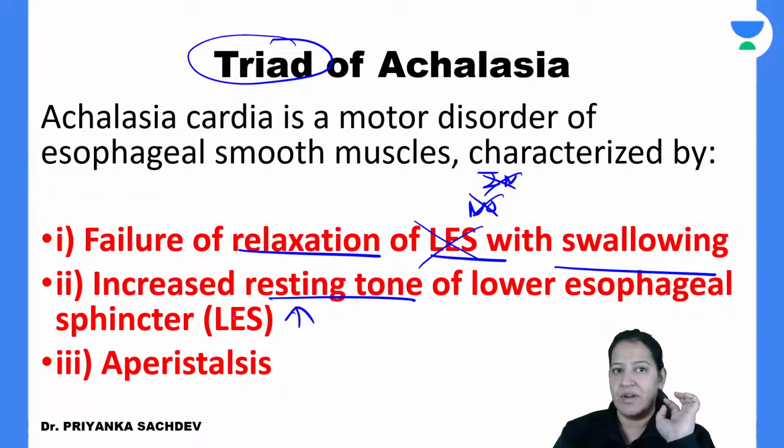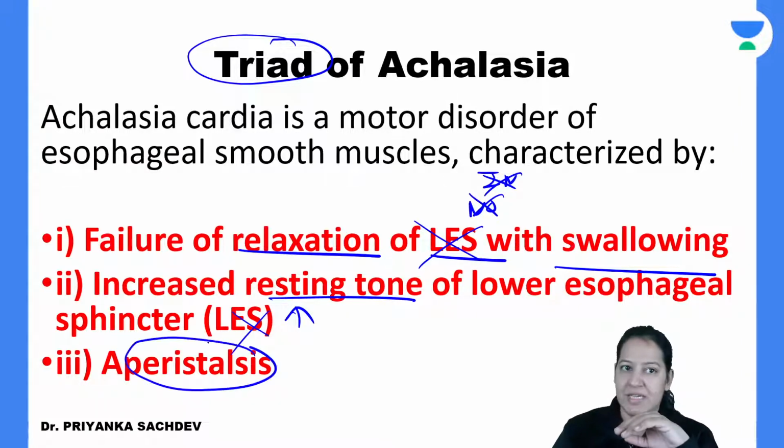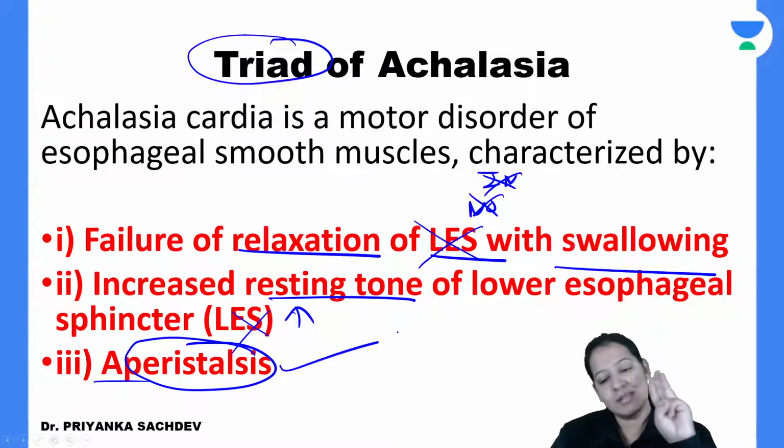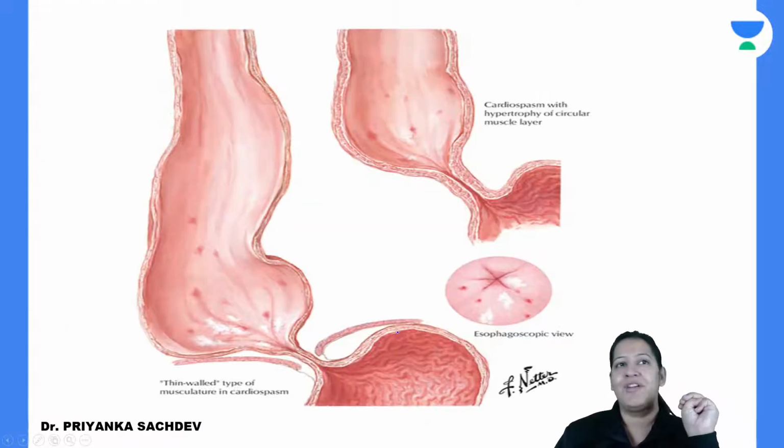Tone of the LES is increased, and peristalsis is also absent, because peristalsis is alternate contraction and relaxation. For contraction, you require acetylcholine, which is present, but for relaxation, you require NO, which is absent. So aperistalsis is there. So this is the triad of achalasia. I hope you got it.